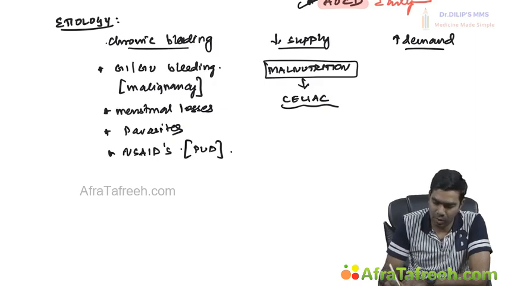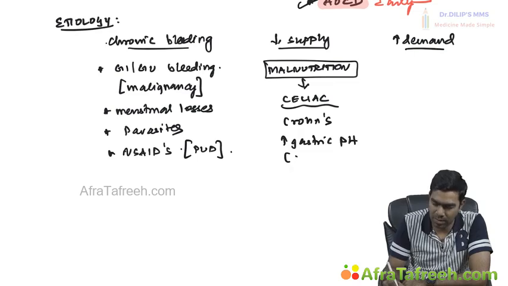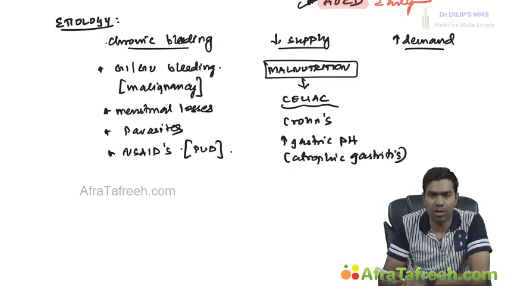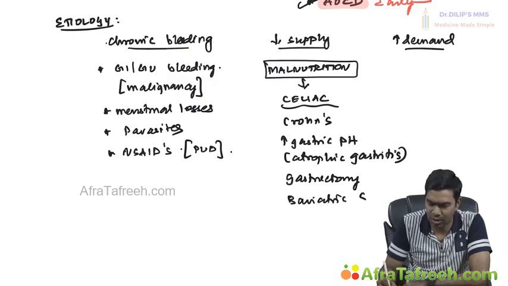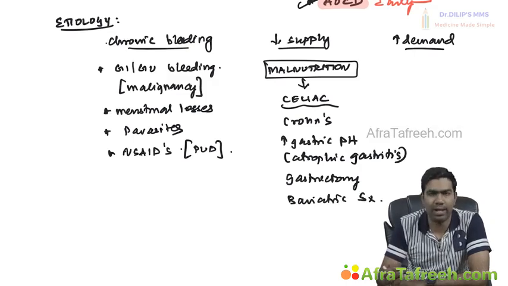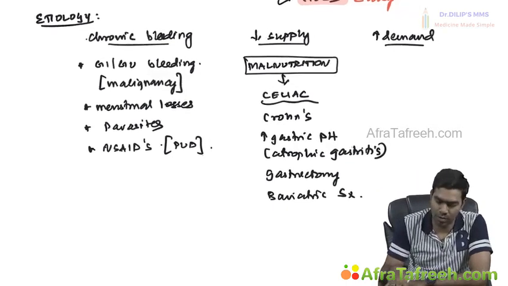At the same time, it could be due to Crohn's, or it could be due to increased gastric pH, typically in atrophic gastritis, or you don't have the stomach at all for hydrochloric acid secretion, which facilitates iron absorption. Like if you're having a total gastrectomy especially, or subtotal gastrectomy, or in many bariatric surgeries. These are the reasons for generally going for malabsorption. Iron is not absorbed properly, and because of that you get a lot of issues.